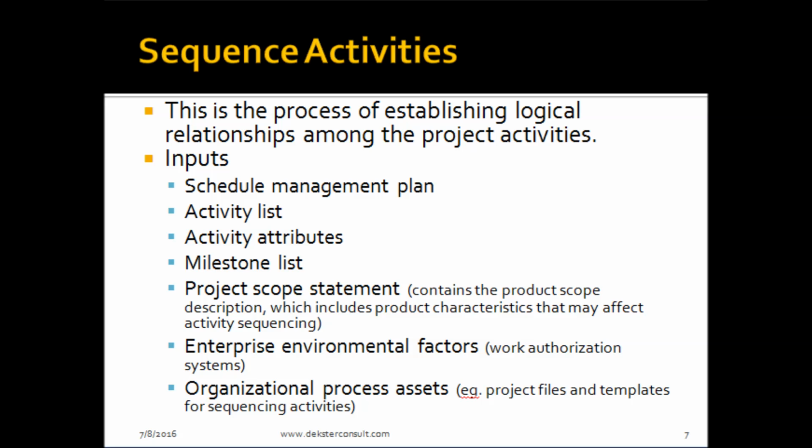With our activity list and our milestone list in place, it is time for us to sequence activities. And this is a process of establishing logical relationships among the project activities. As usual, as our inputs, we will need our schedule management plan, which actually guides the whole schedule management process. Our activity list, which gives us the activities that we'll be sequencing, our activity attributes, milestone list. Then we could refer also to our project scope statement because it will contain some product description, which will tell us the product characteristics that may affect activity sequencing.